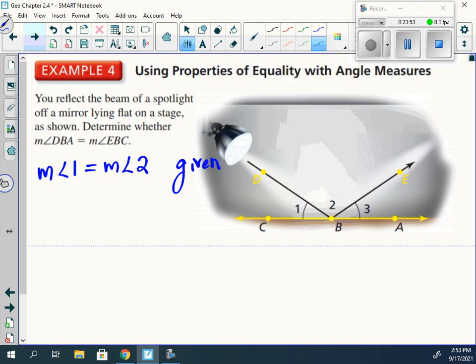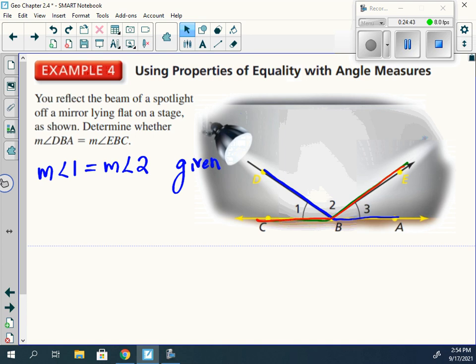Now, it tells us also you reflect a beam of light, of a spotlight off a mirror lying flat on the stage as shown. Determine whether the measure of DBA is equal to the measure of EBC. We're wanting to show that these two are congruent. That's what the proof is. So what's our last step going to be? That the measure of DBA is equal to the measure of EBC. That's what we're trying to prove. So the last one that we'll have is that. Hopefully, especially come test time, that's some easy points because we know we'll start with whatever is given, and we're going to end with what we're trying to prove.